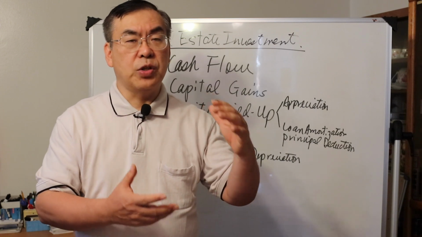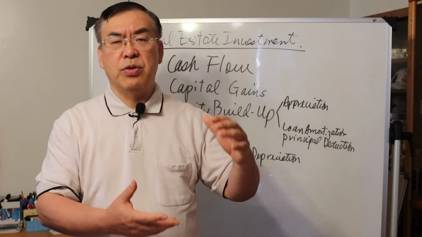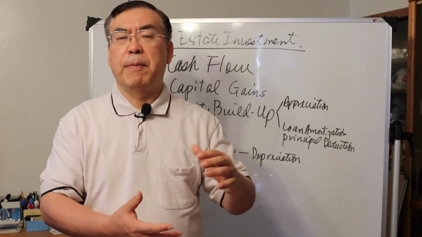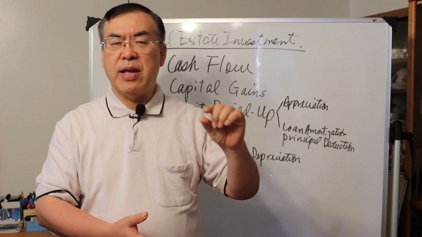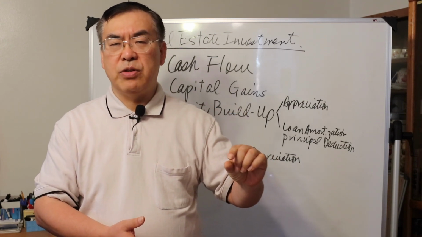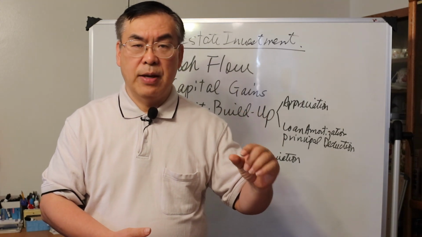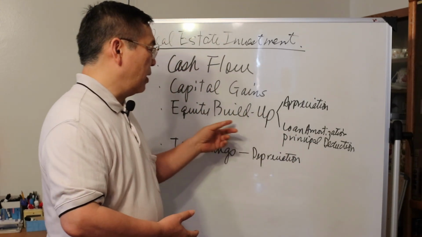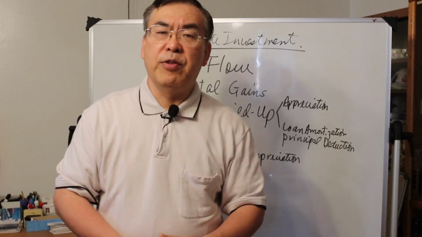Okay, let's say you purchase a property for $100,000. You use $90,000 from the bank. You have a $10,000 equity. But every year you pay $10,000 principal down, means you're making $10,000 equity every year. In this way, you can build the equity by paying principal every year.